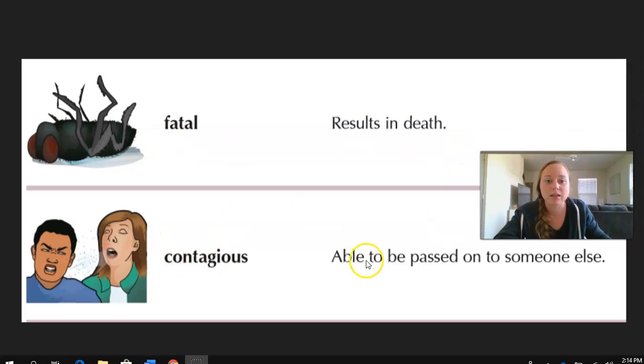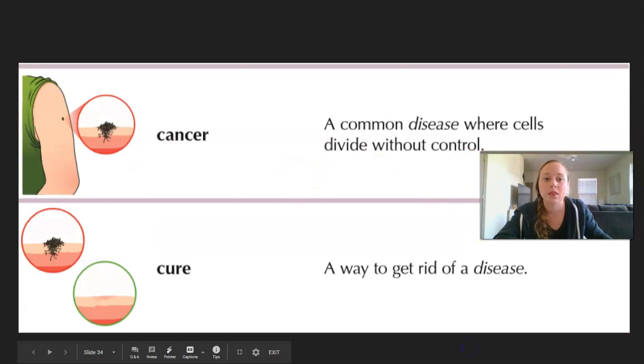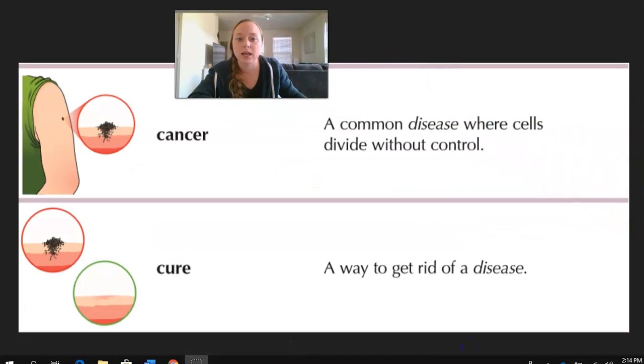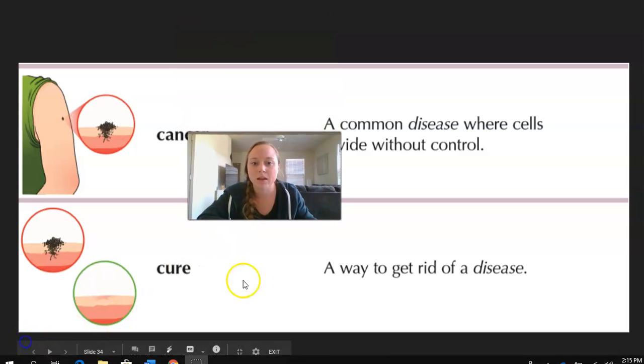Contagious. This is when something is able to be passed on to someone else. Contagious. So someone else can catch the disease. Cancer. A common disease where cells divide without control. Cure. A way to get rid of a disease.